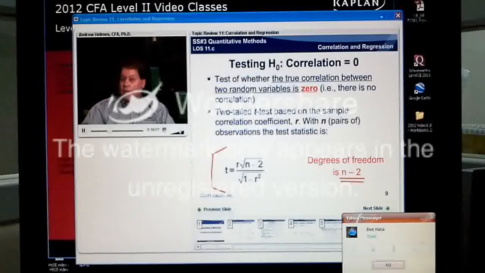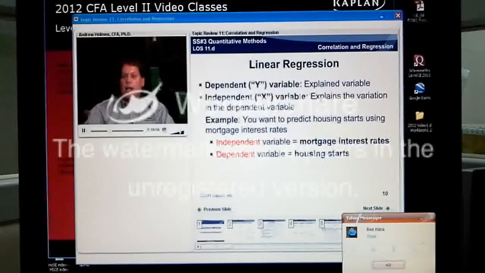All right, and that is our treatment of correlation. Now we're ready to move on to linear regression. So we're going to start with simple linear regression. That's where we're going to have one variable, the dependent variable, that we are trying to explain, and another variable, the independent variable. This is the one that we're going to use to explain the variation in the dependent variable.